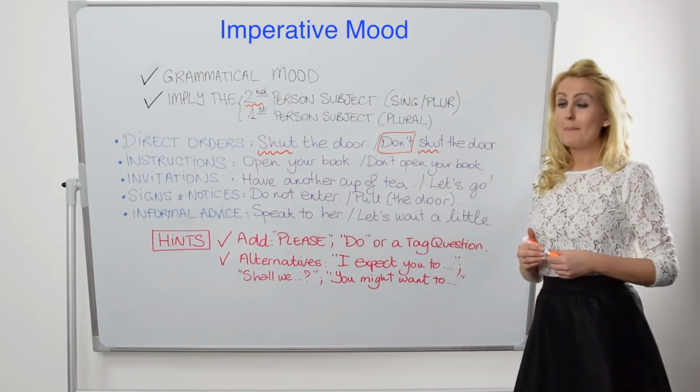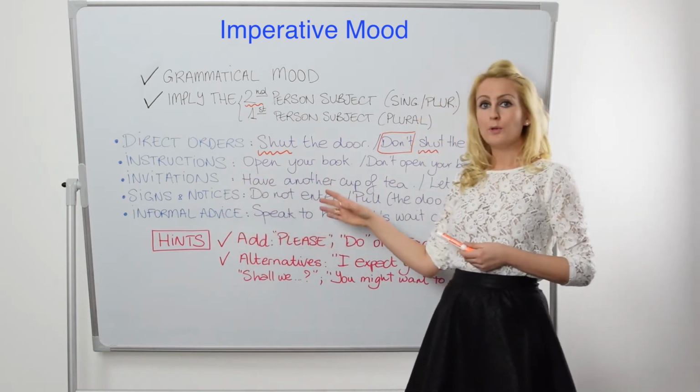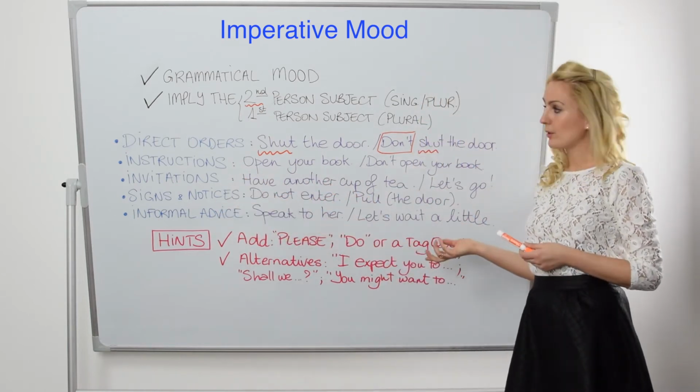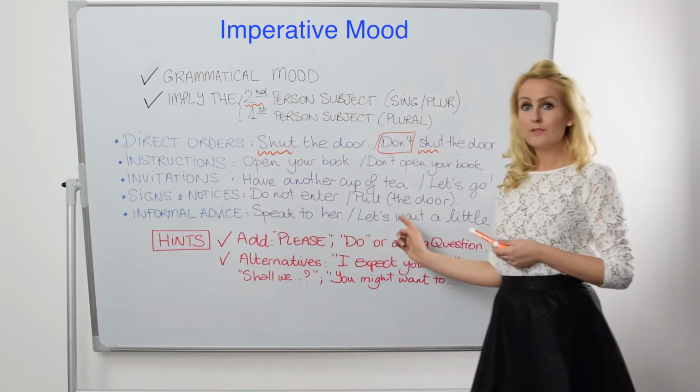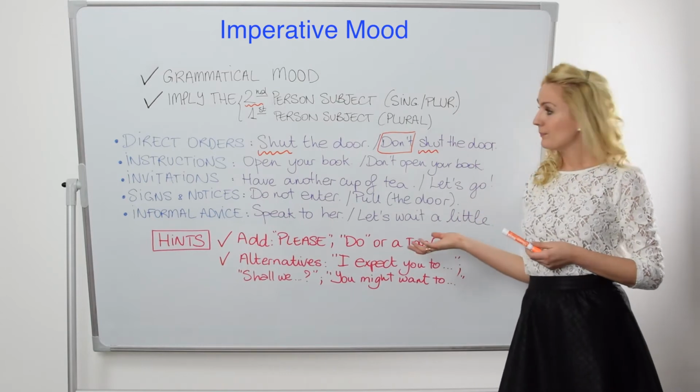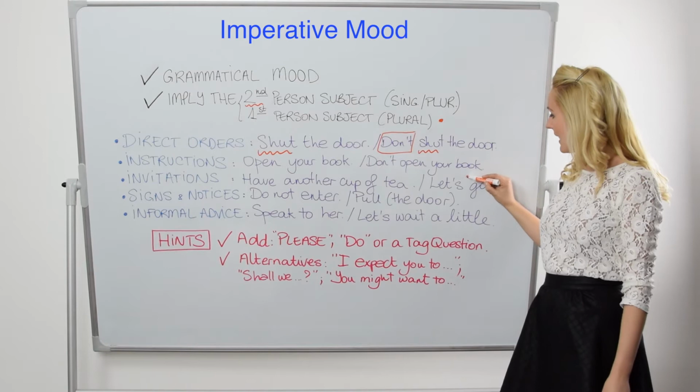How else can I use my imperative? I can use it to give instructions. Open your book. Don't open your book. I can use it to give invitations. Have another cup of tea. Let's go. So here is our second option, let's.